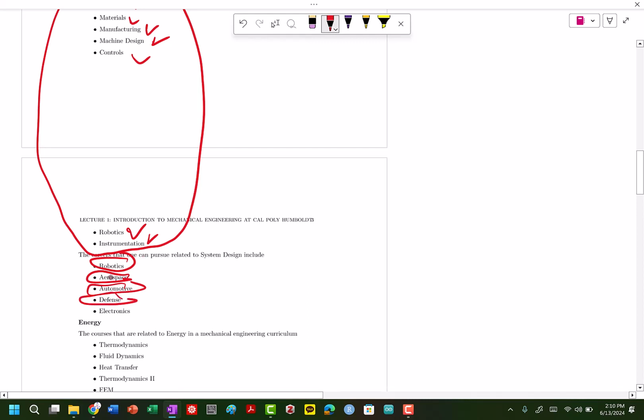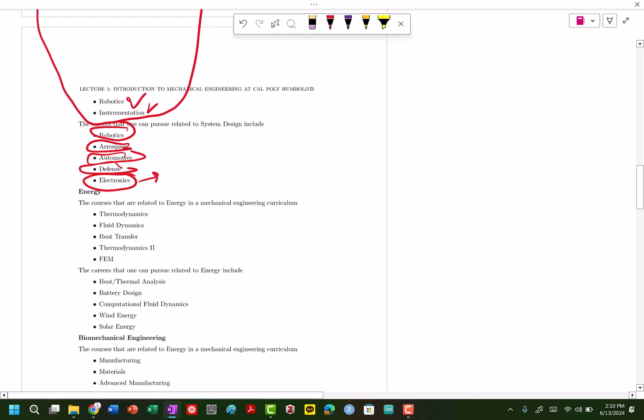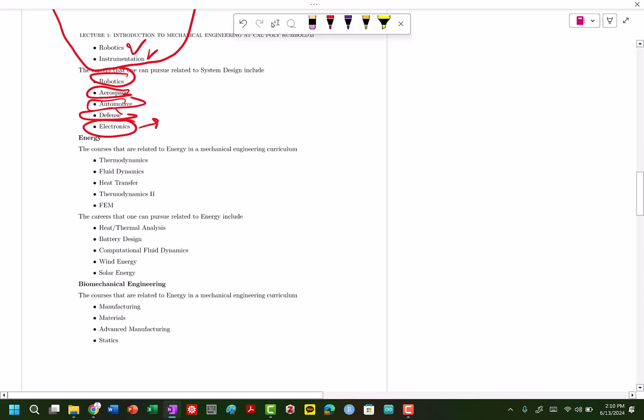Defense: tanks, munitions, body armor, all of those things. Electronics: Apple, Amazon, Meta, Dell, NVIDIA, lots of those places. When you're designing those systems, they all need mechanical engineers, because typically you're looking at heat in these devices and how you design those systems. Again, there are a lot of mechanical engineers hired there as well. So that's very, very important to realize.